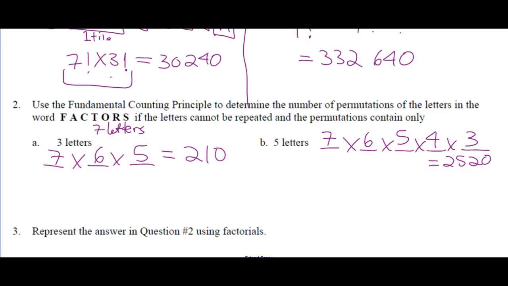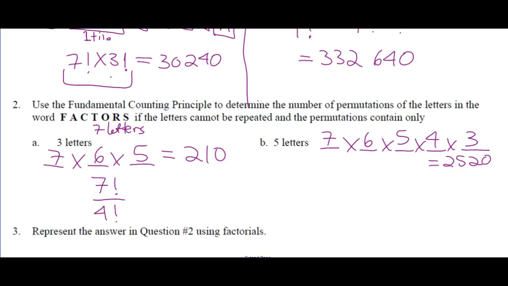Represent the answer in question 2 using factorials. Huh. Okay. Now wait, we kind of did something like this on the first day. So 7 times 6 times 5 is the start of 7 factorial. So you'd say, okay, so it's 7 factorial. Now if I wrote that out, I would go 7 times 6 times 5. Now if I want to get rid of everything below 5, I would write 7 times 6 times 5 times 4 factorial and put it over 4 factorial.